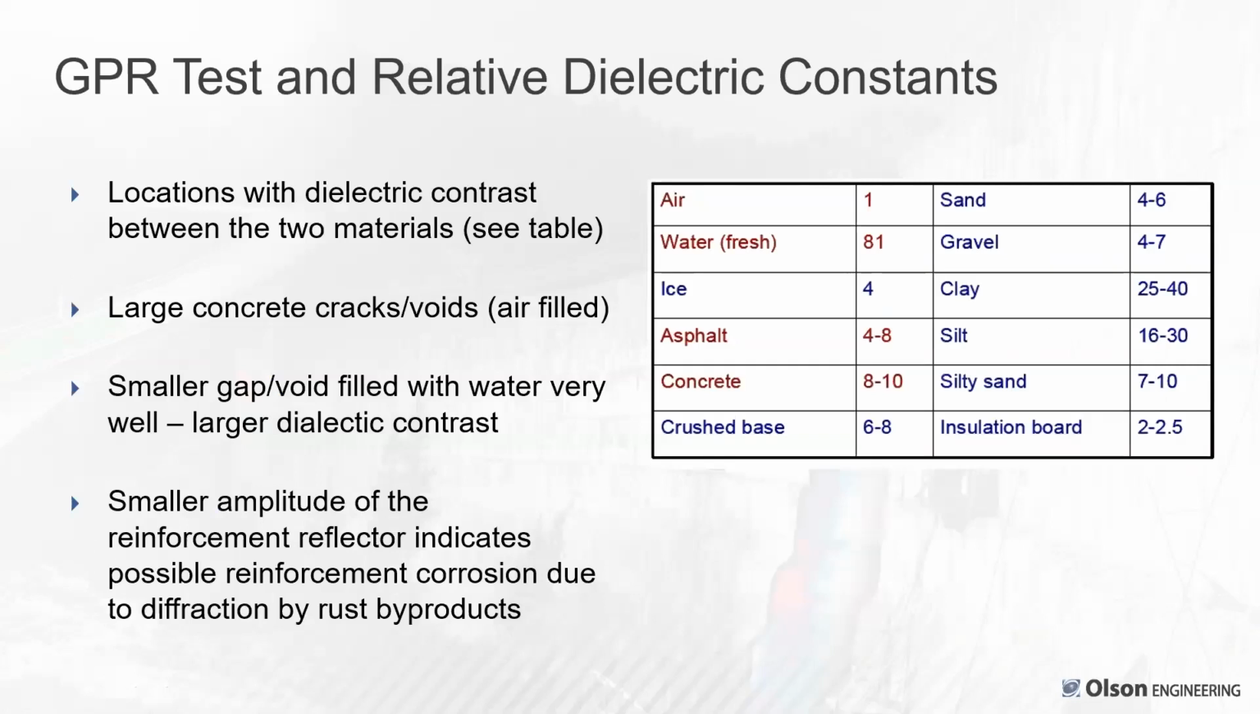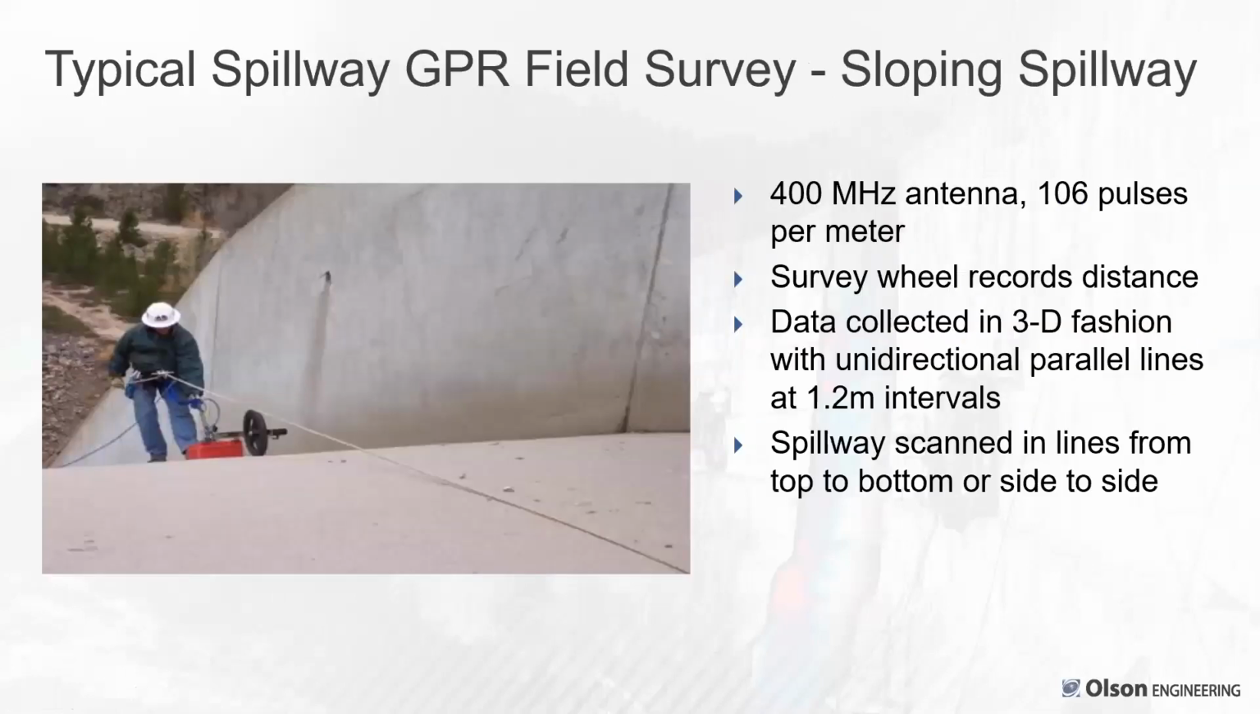So some relative dielectric constants are shown here for different materials. Concrete shown as 8 to 10. A lot of times we found it to be 6, at least in Colorado. And sands, gravels, clays. If it gets too clay and too conductive, you can't see deeper. You can lose the signal. If you have plate steel, you won't see the signal. If you have too much rebar, you won't see deeper.